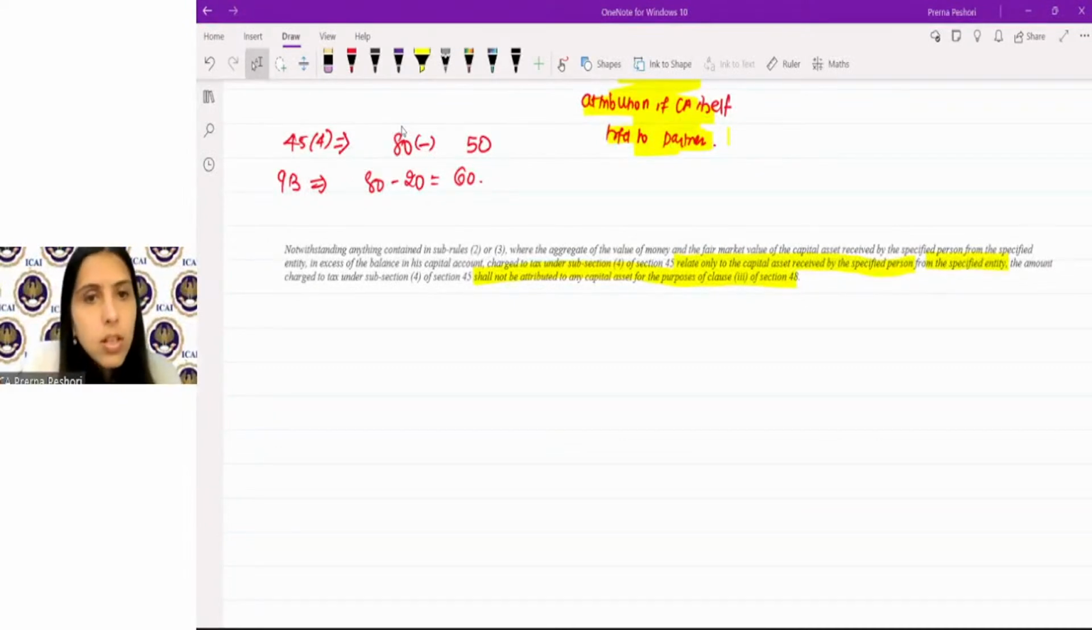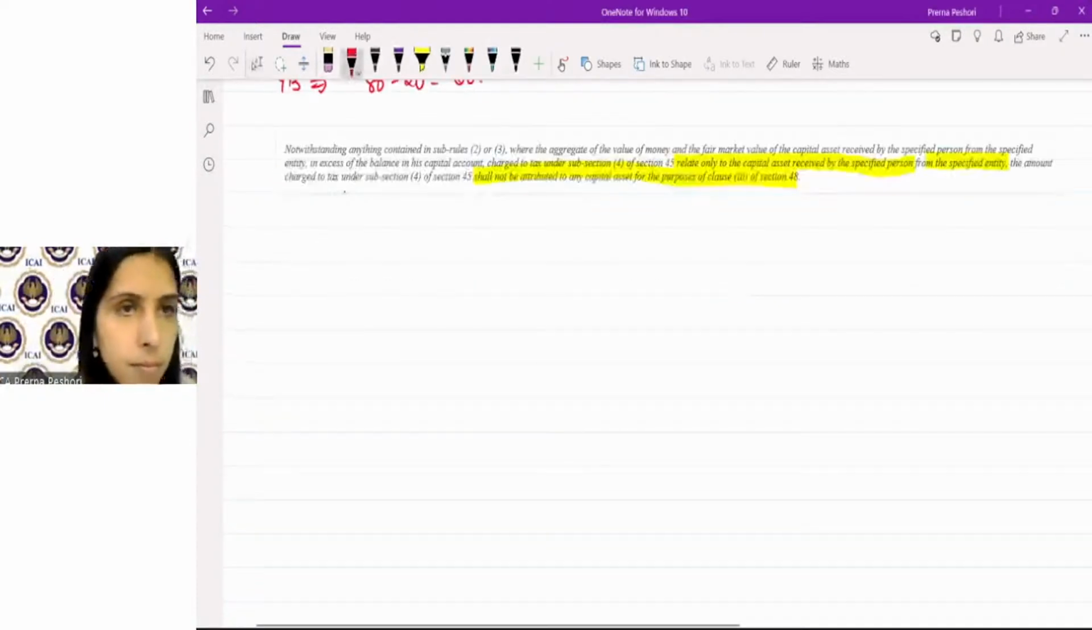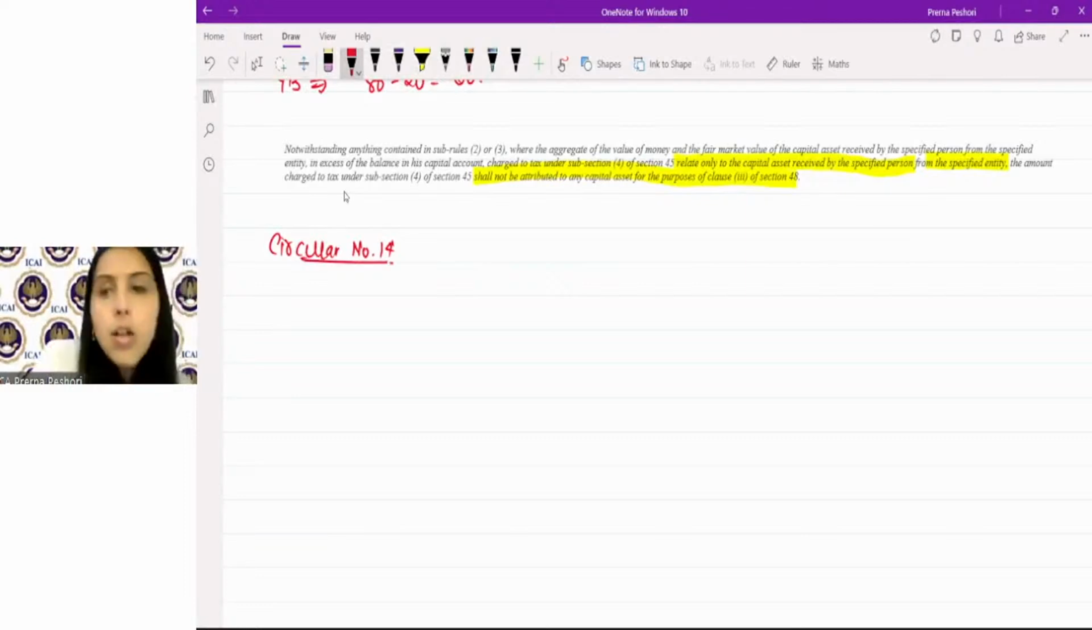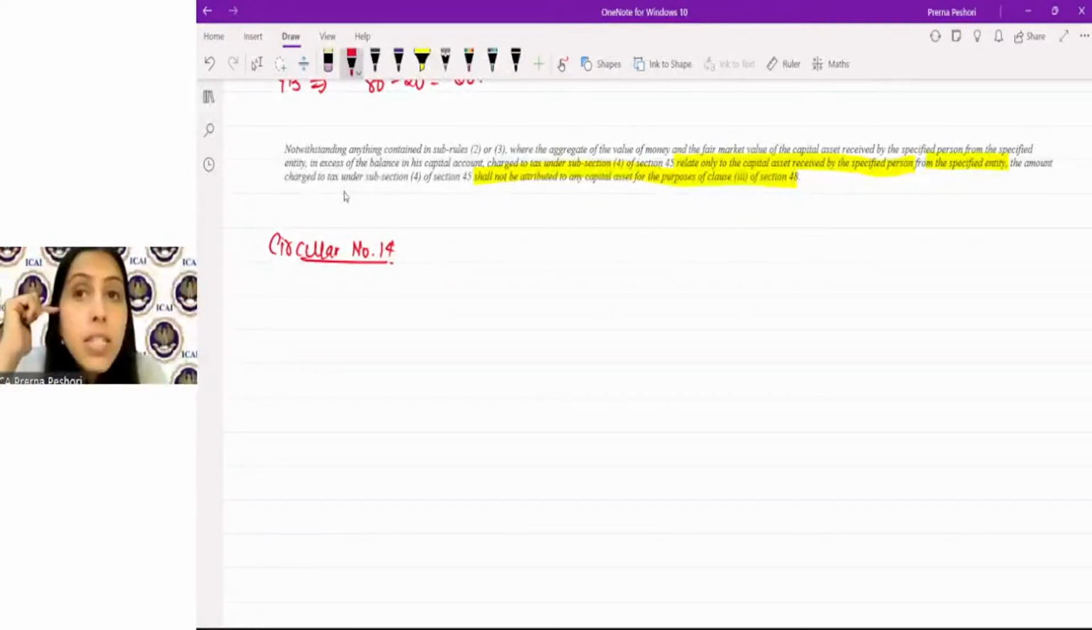So if there are no doubts, there is one more circular which we have to cover. There is a circular number 14, which we can cover tomorrow, but I want you to revise this very thoroughly before we go on to that circular, because then we will be able to link everything tomorrow once we finish off this circular. But I want you to very thoroughly go through each and every part of this because this is very complex provision. Are we clear? Any questions, any doubt? Is this clear till now? In case you have not understood, I can repeat it, but be very clear with this provision.